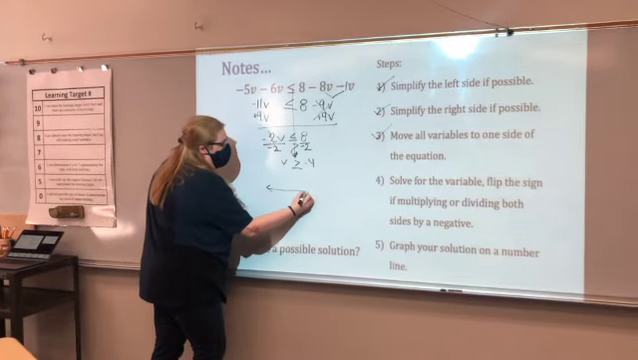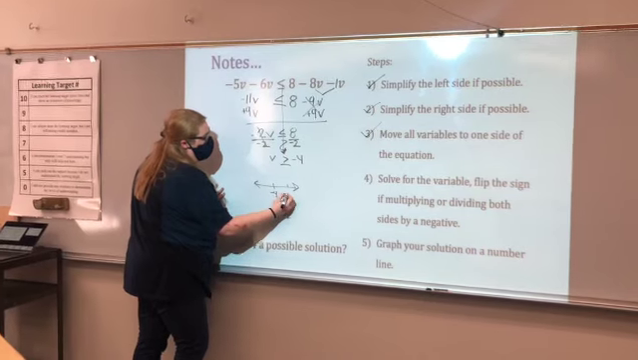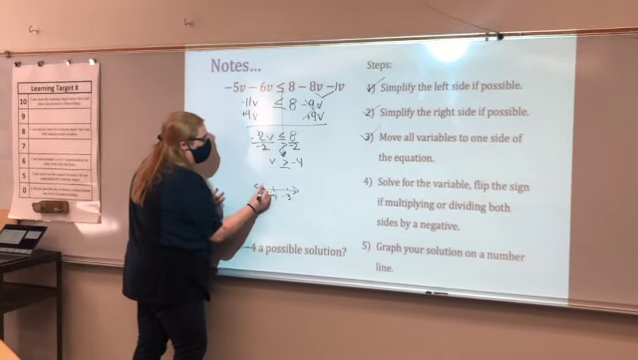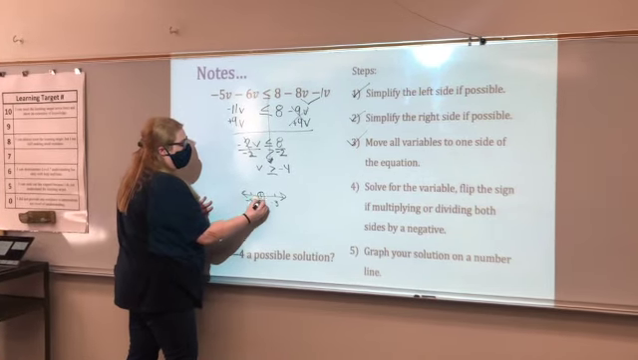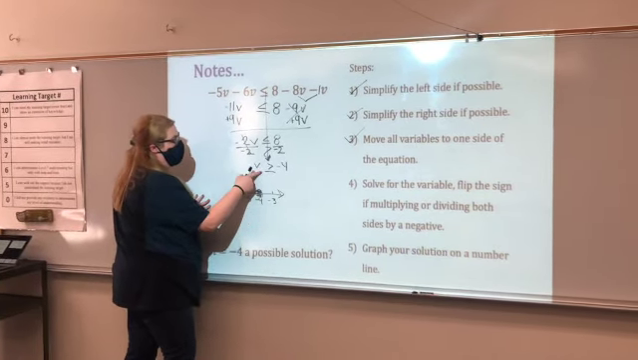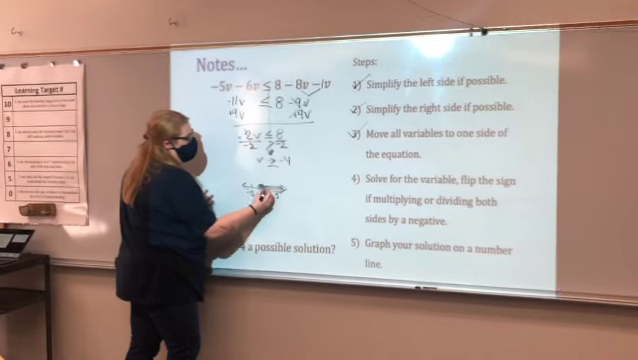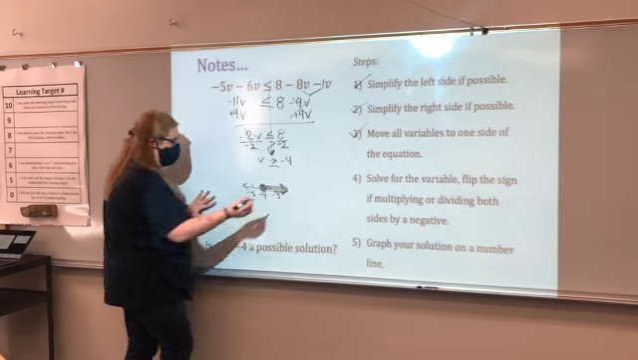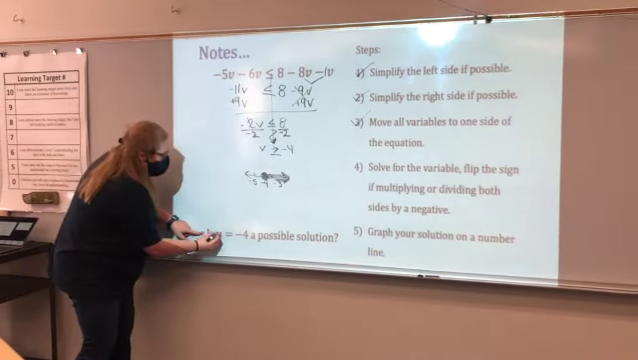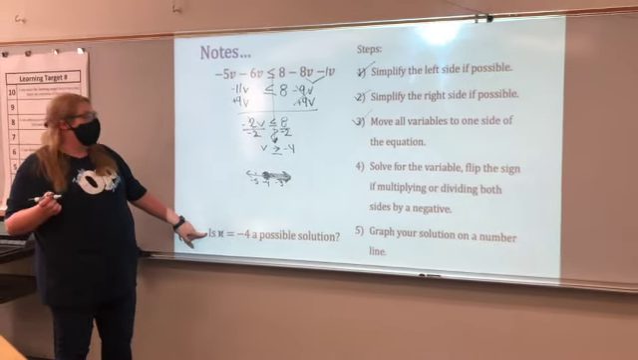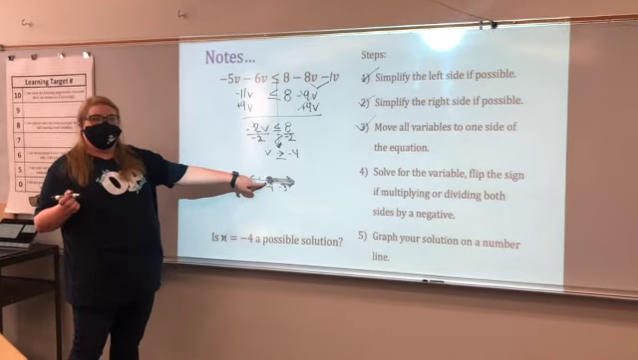All right, now we need to go ahead and put that on our number line. We have -4, 1 greater than -4 is -3, 1 less than -4. We have a closed circle because we have equal to, and then we use our trick and we're going to shade this direction on our number line. Is v equals -4 a possible solution? So, do we have -4? Is it filled in on -4?